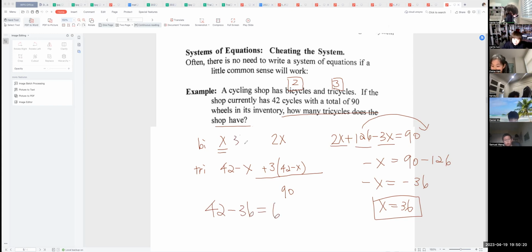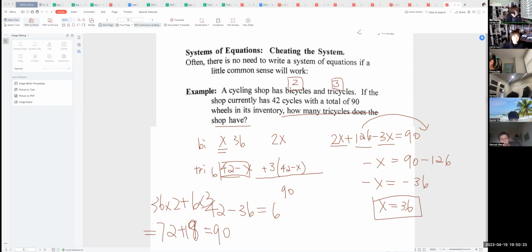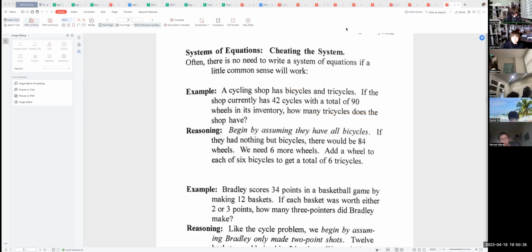So how do we do this one? Okay, so everybody, you can check your answer. So 36 times 2 plus 6 times 3 equals 72 plus 18, so equals 90. So that's why you get it. Okay, get it, everybody? So now let's take a look at this one.